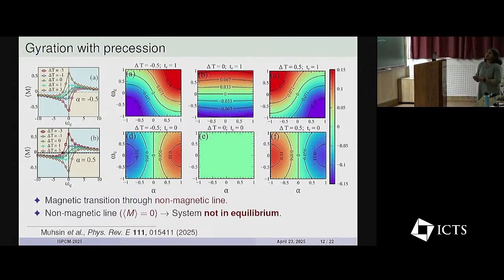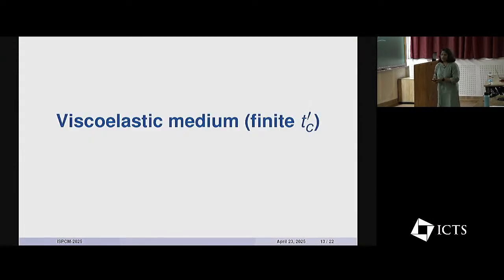Okay, the magnetic transition happens through a non-magnetic line for which the system is driven away from equilibrium. That means even if the system is away from equilibrium, still the system is non-magnetic, or the magnetic moment is 0. So this is all about the viscous case.